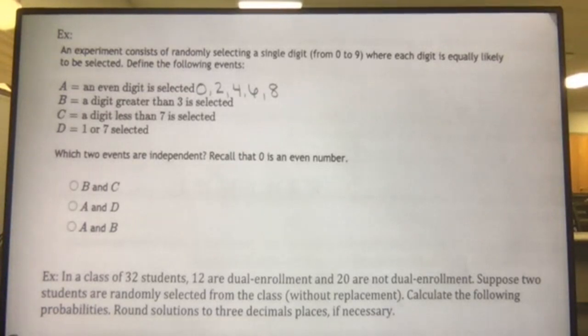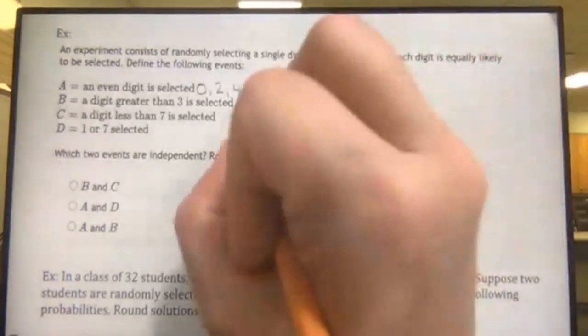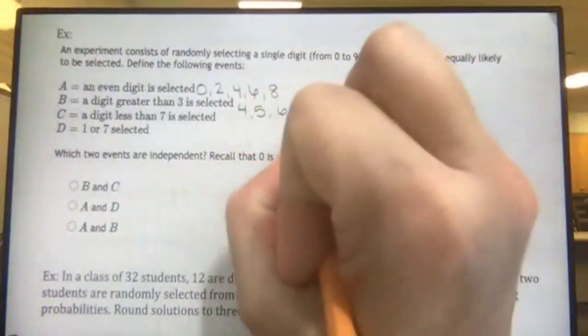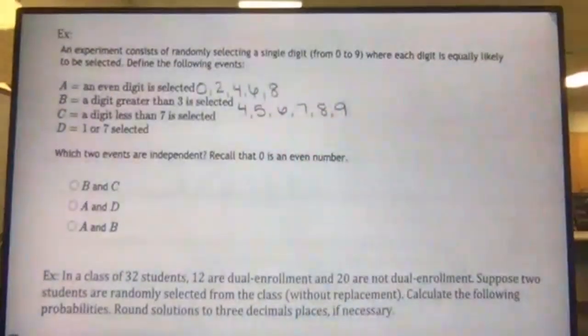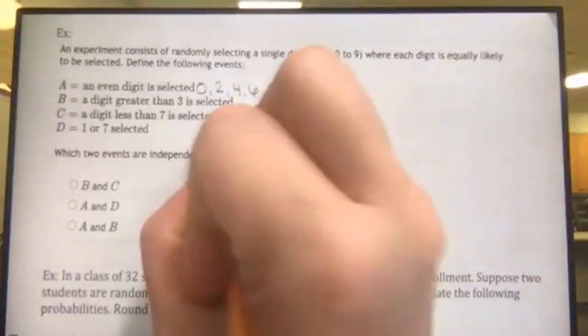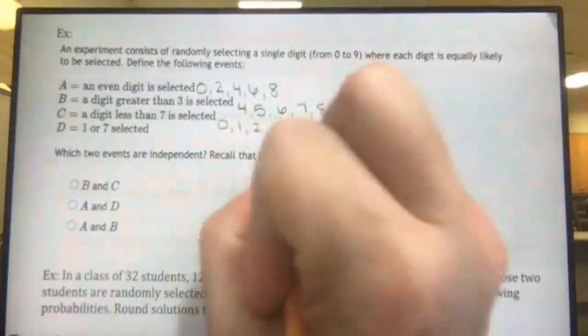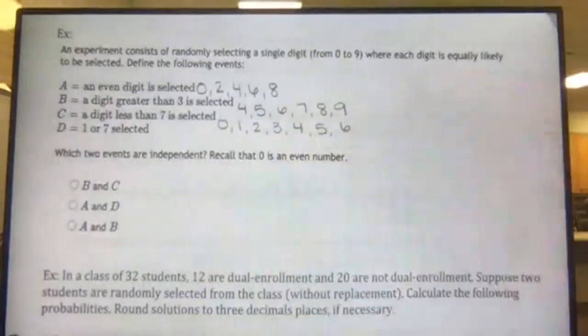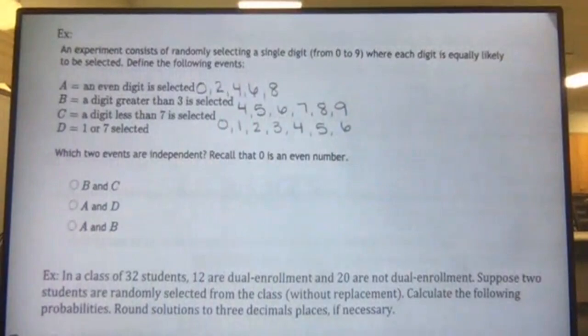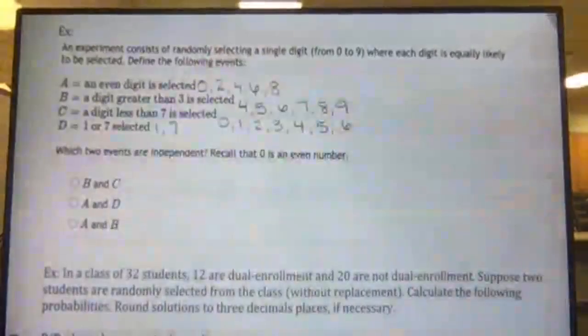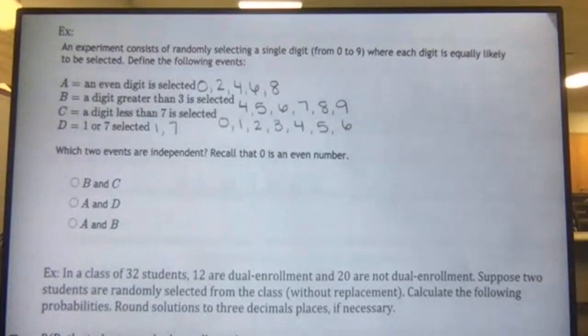For B, a digit greater than 3 is selected. So something more than 3. So 4, 5, 6, 7, 8, or 9. C is a digit less than 7. So 0, 1, 2, 3, 4, 5, or 6. And then D is 1 or 7. So just 1 or 7. By the way, it told us that 0 is an even number. Sometimes there's controversy about that, but it told us to use 0 as an even number.